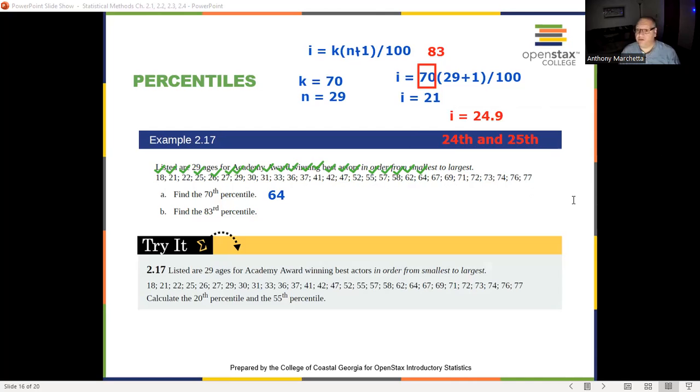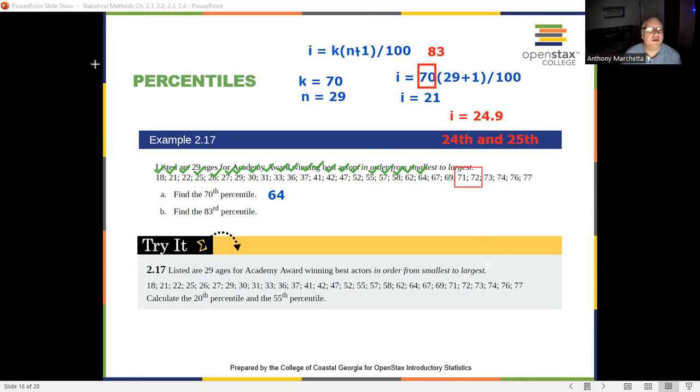So I have to think about those two. So now where are they, the 24th and the 25th? Let me see. Well, we do have the 21st, 22nd, 23rd, the 24th and 25th are these two, right? So what are we supposed to do with those numbers? We're supposed to average them.